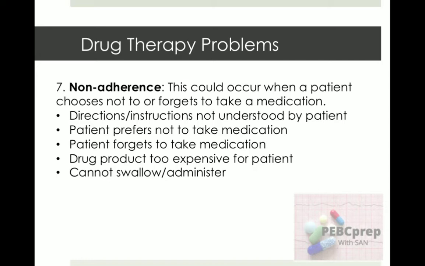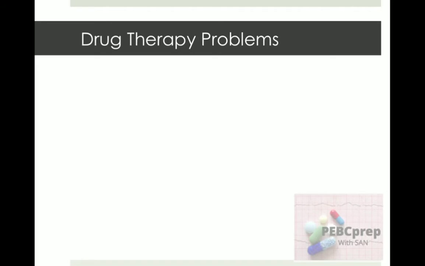Another example for cannot swallow or administer is when a patient becomes dependent. They cannot take medication by themselves. So if there is no one to take care of them, they become non-adherent. And another example is drug product not available. So these were the 7 categories for drug therapy problems. Now we will discuss some sample questions.